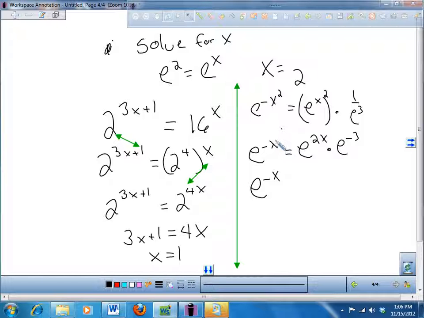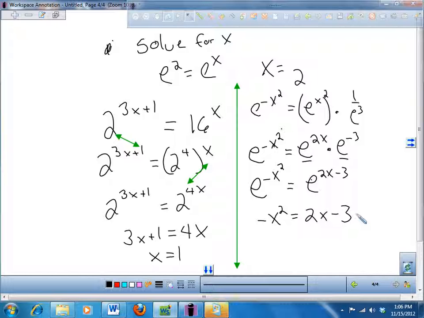E to the negative x squared equals, what do I do with these exponents? If the base is the same, then you add the exponents. So e to the 2x minus 3. And then you can say that minus x squared equals 2x minus 3.